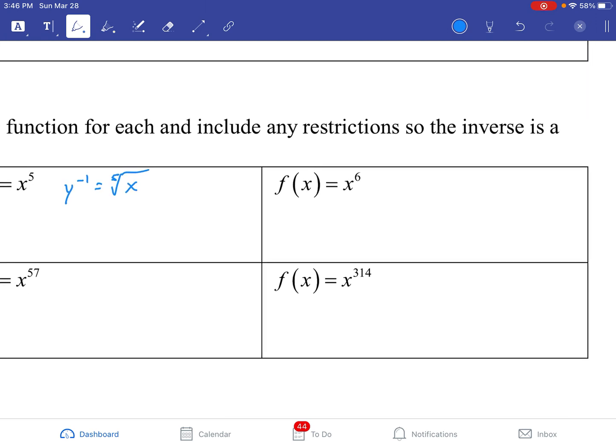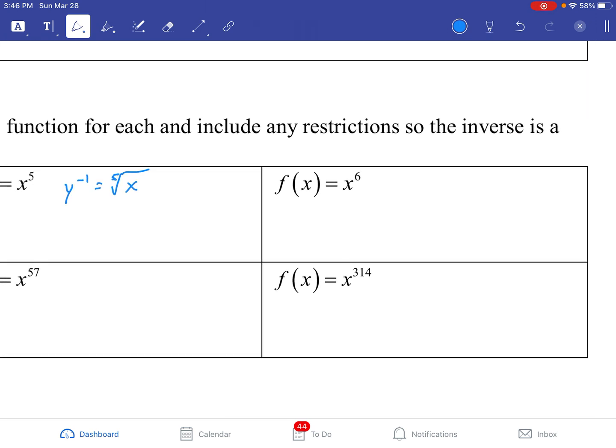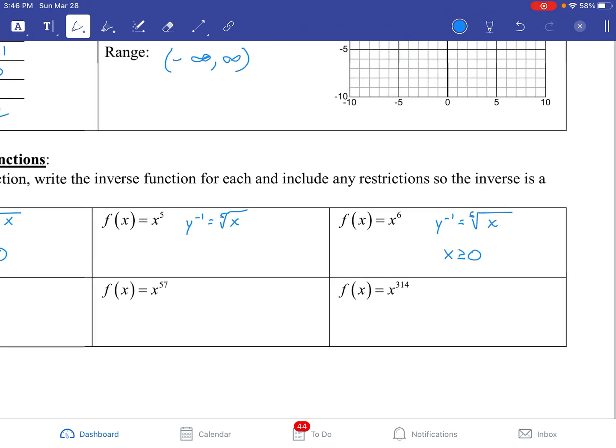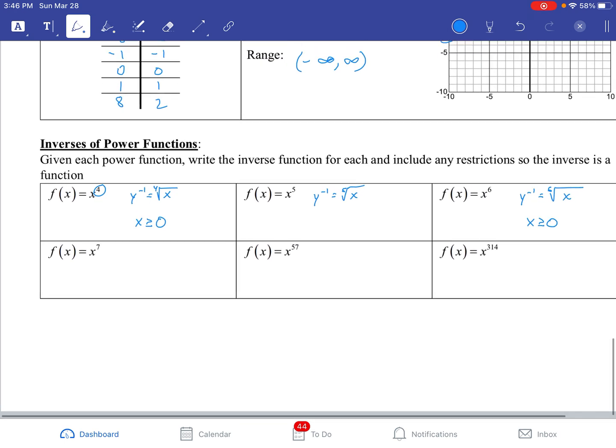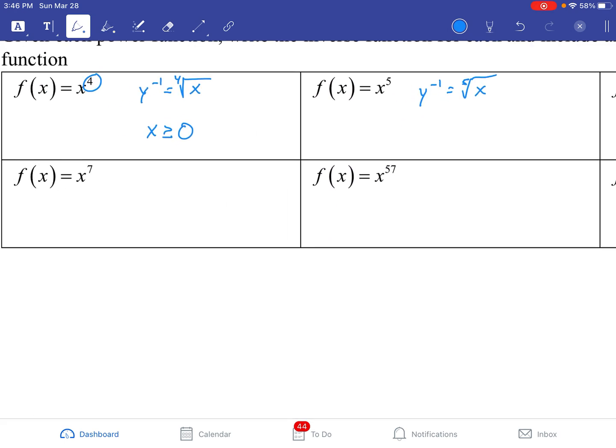Okay, for f of x equals x to the sixth, the inverse, y rather, is the sixth root of x, and again you have to restrict its domain because it is an even degree function. Okay, so this can happen for anyone. It doesn't make a difference what the numbers are. We can see that as we get bigger and bigger. X to the seventh, the inverse will be the seventh root of x, and there are no domain restrictions because it's an odd degree function.